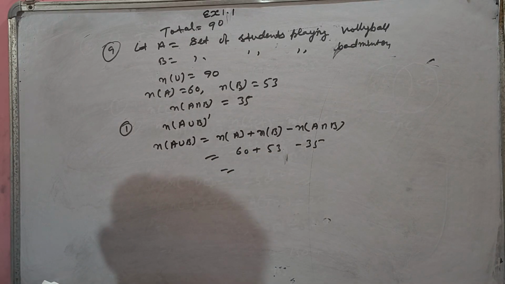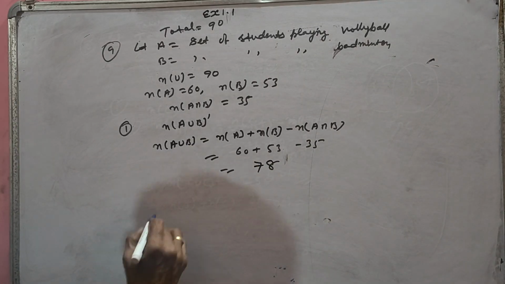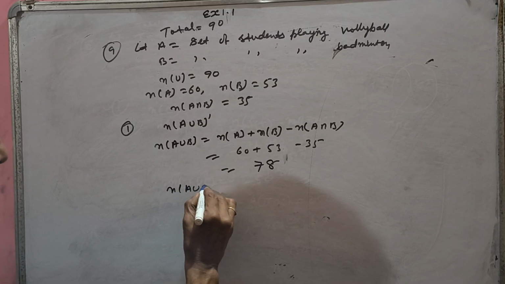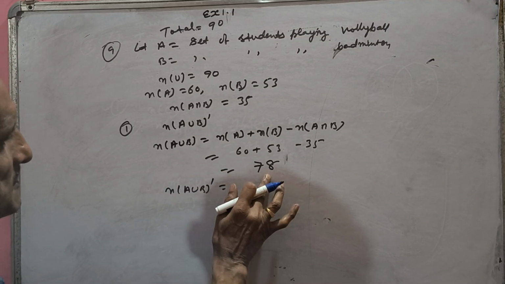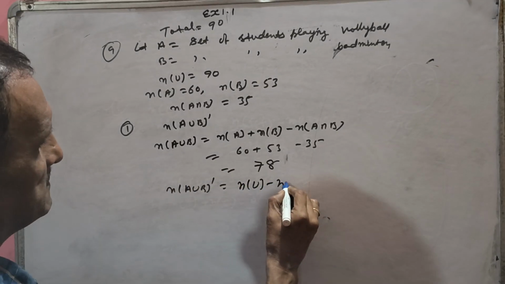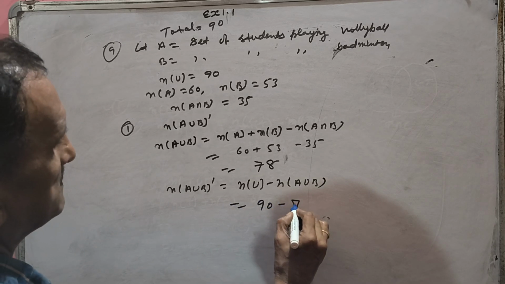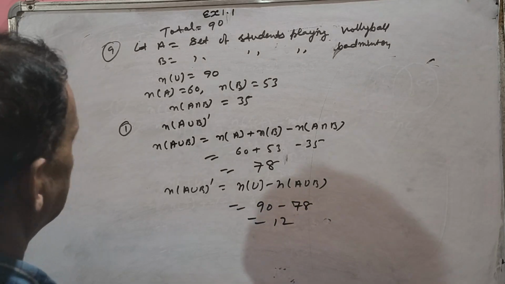133 minus 35. Is it 78? 78. So therefore, n(A union B) is the number who play either of the games. We are required to find neither of the games. So n(U) minus n(A union B). n(U) is given as 90, minus 78, you will get 12.